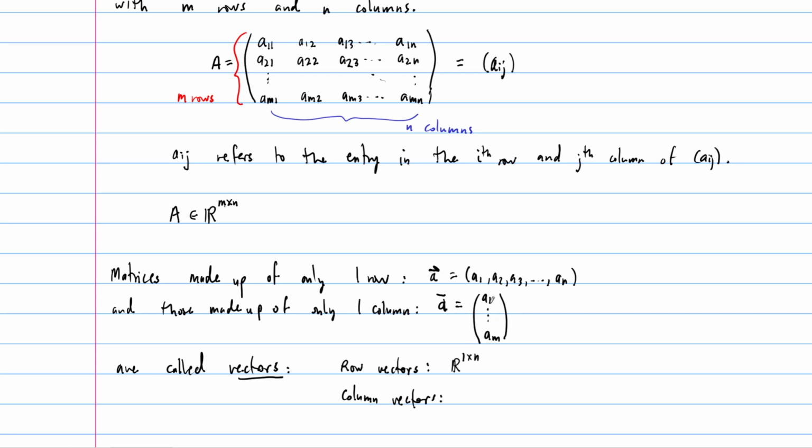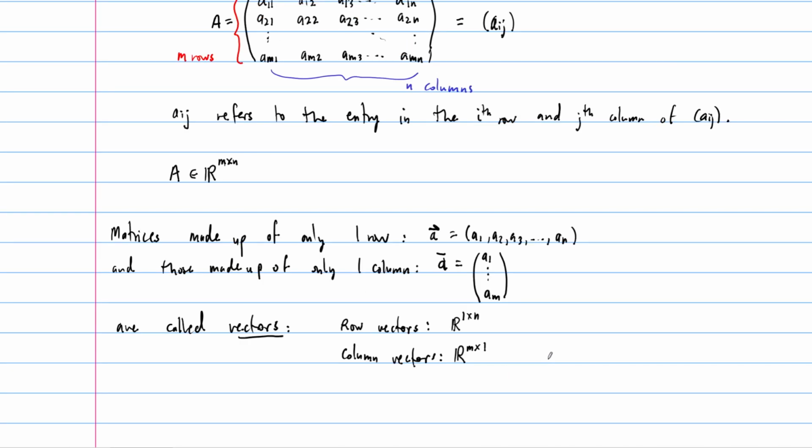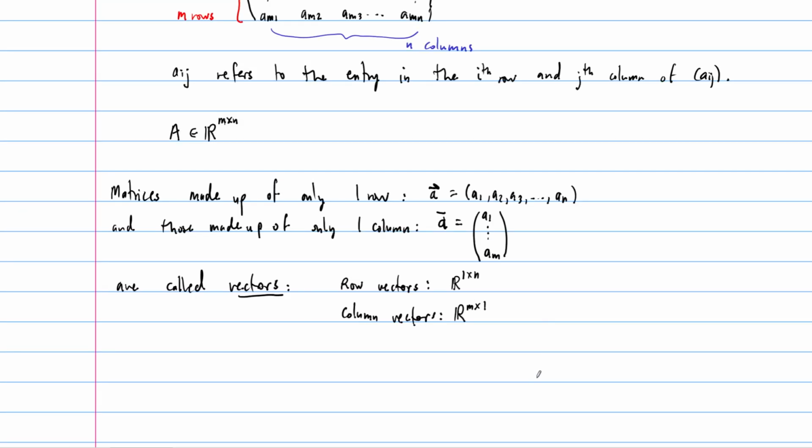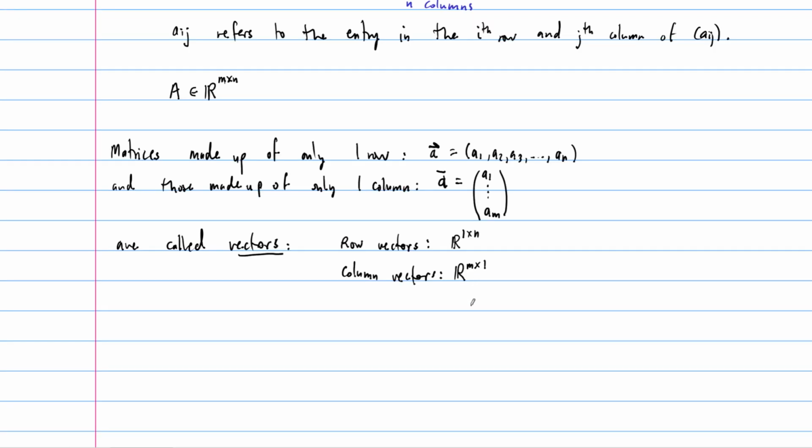And the column vectors are the opposite. These have m rows, the way I wrote this, but only one column. So the column vectors will be R^(m by 1). Again, m and n are just placeholders here. They could be any integer, including 1. Okay, so these are our vectors.